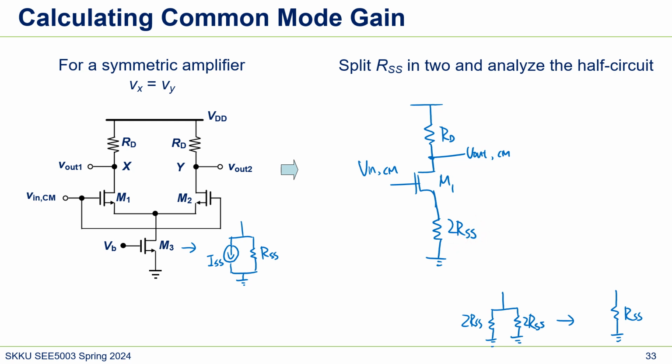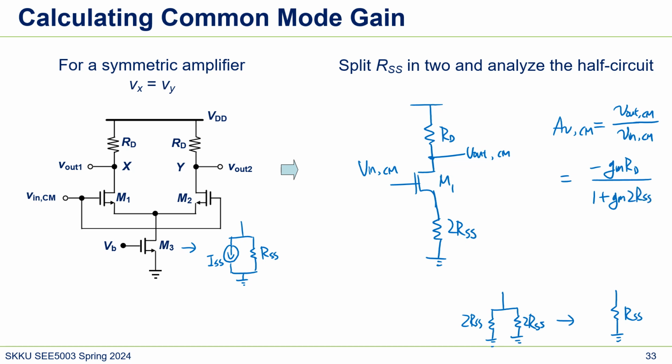And if we calculate the gain of it, this is a degenerated common source amplifier with RSS. So the voltage gain will be V out CM over V in CM, and this is minus gm RD over 1 plus gm times 2RSS.